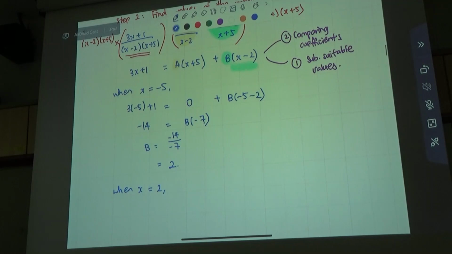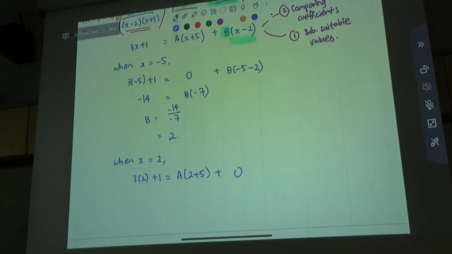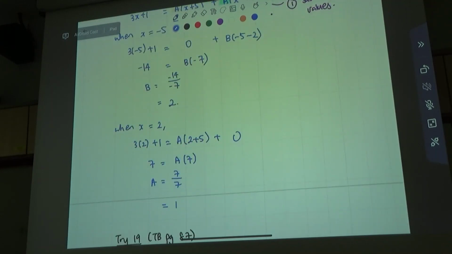So when x is equal to 2, I'm going to get 3 times 2 plus 1 equals a times 2 plus 5, and then b will become 0 because x minus 2 is going to be 0. So now I will have 7 equals a times 7. So a will be 7 divided by 7, which is 1. Let me create a new page.